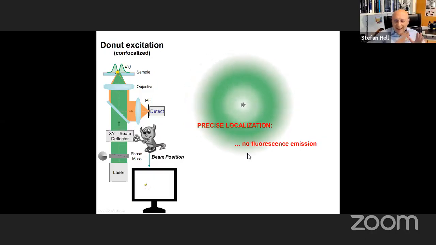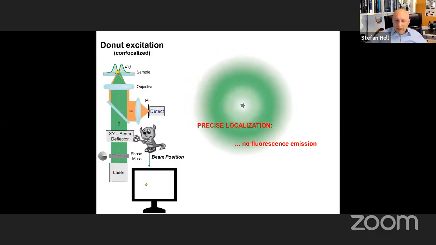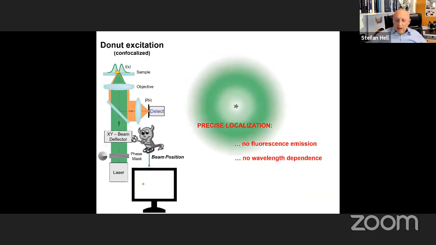And you see, this is totally the opposite philosophy to the usual way of calculating the centroid of a single molecule mountain, as it's oftentimes called, or of a fluorescence heap. So here's the opposite. No fluorescence emission gives the highest imaginable localization precision, because the position that is injected by the donut in sample space coincides with the position of the fluorophore. Now, as a hand-waving argument, this also leads to the independence, so to speak, of the precision on the wavelengths.